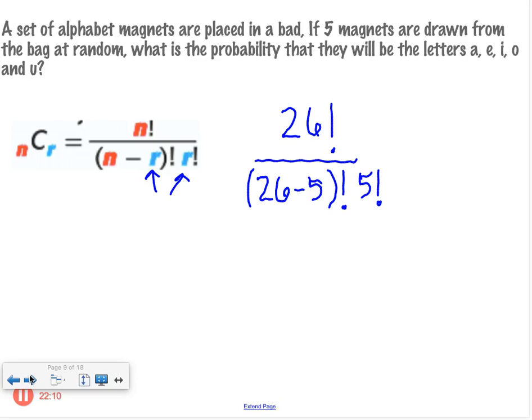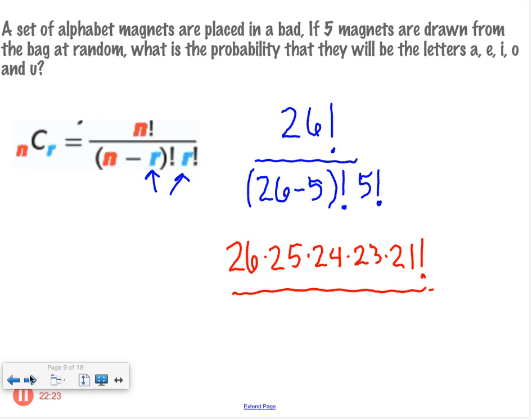All right, 26 minus 5. 21. So from here, my 21 factorials go away. And now it's up to you. If you want to type in 26 times 25 times 24 times 23 times 22, which I missed, all over 5 factorial, that's fine. Or you can just figure out 5 factorial too.